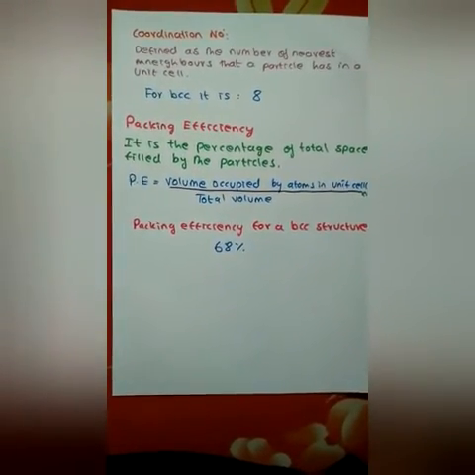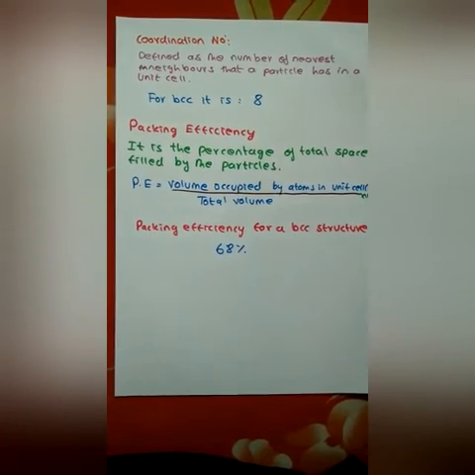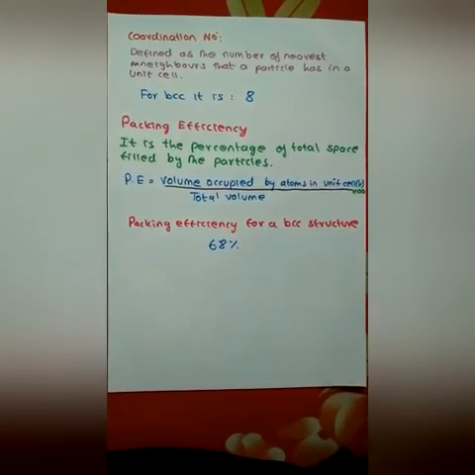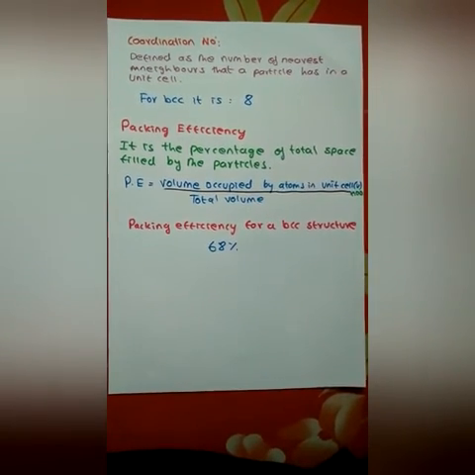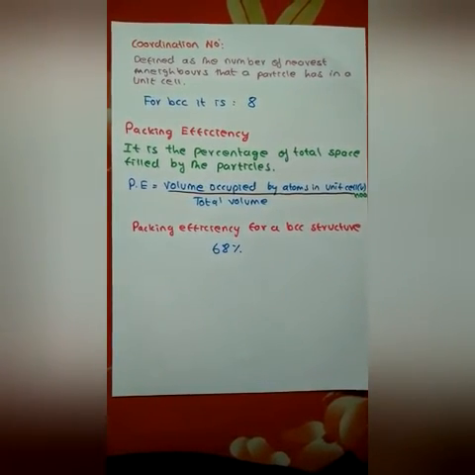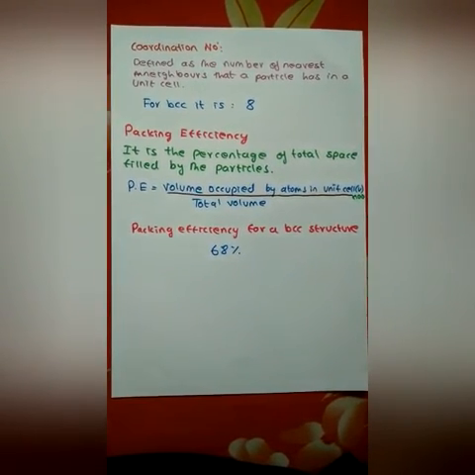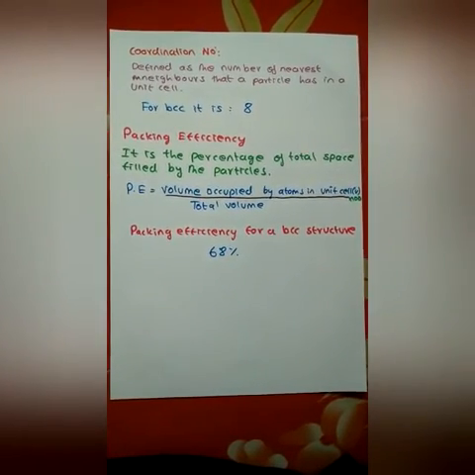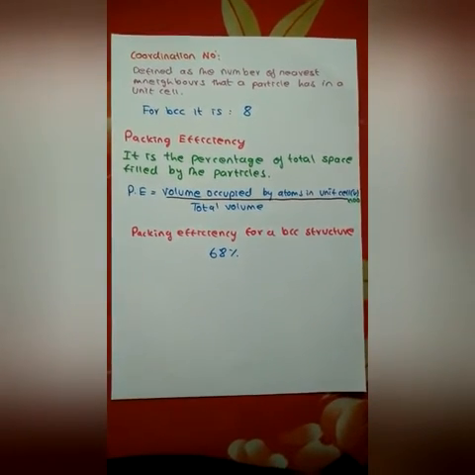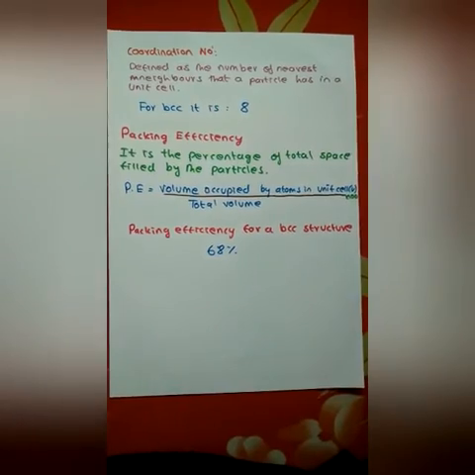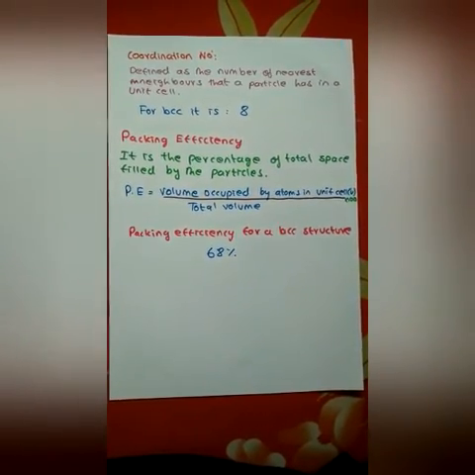Coordination number is defined as the number of nearest neighbors that a particle has in a unit cell. For a BCC structure, it is 8, because the center atom touches 4 on the top and 4 on the bottom. Packing efficiency is the percentage of total space filled by the particles. The packing efficiency for a BCC structure is 68%, and can be calculated by dividing the volume occupied by atoms in a unit cell by the total volume and multiplying by 100.